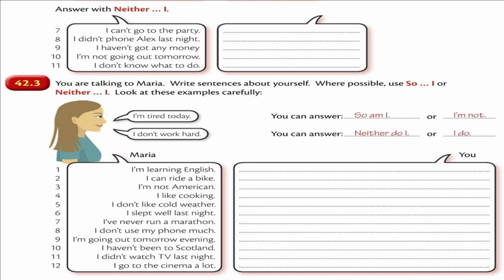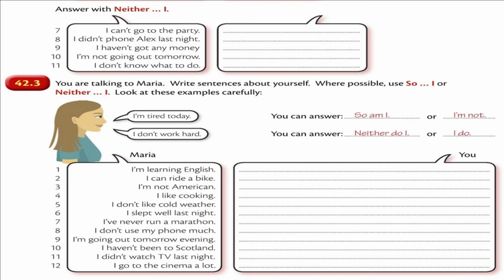Number 4. I like cooking. So do I. Or I don't. Number 5. I don't like cold weather. Neither do I. Or I do. Number 6. I slept well last night. So did I. Or I did not.